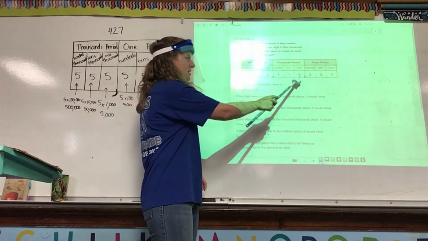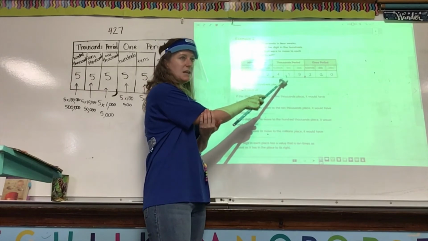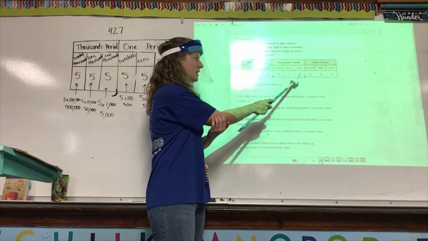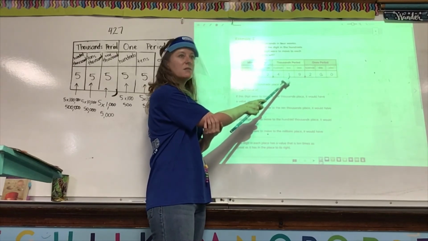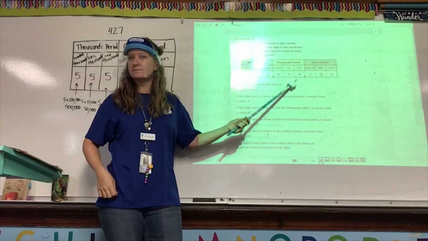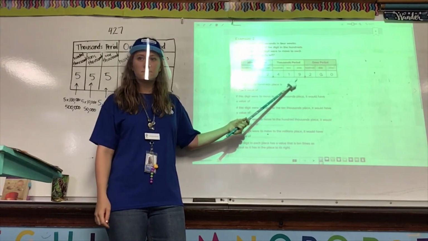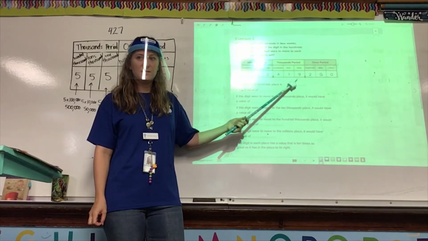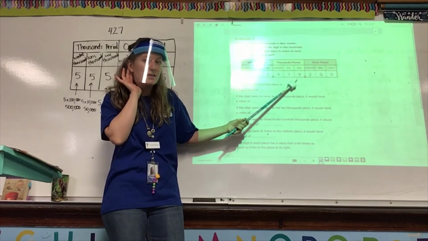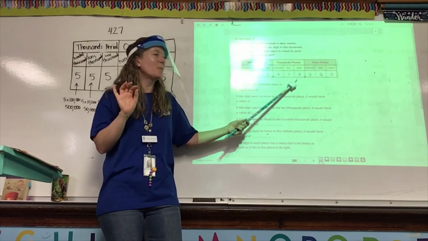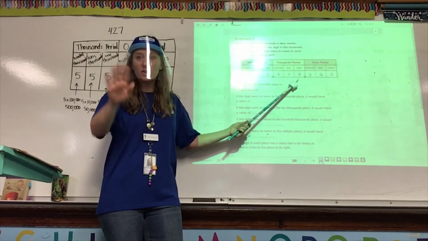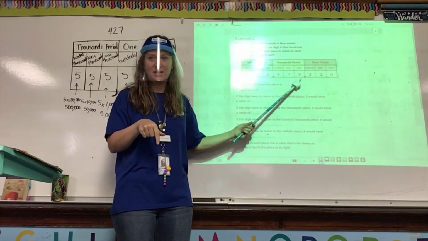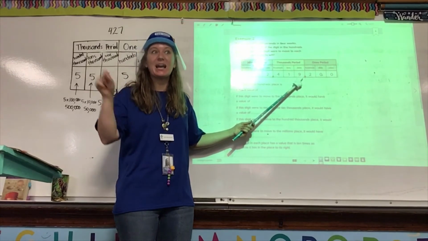What would happen to this digit if I moved it right here? How much greater would it be? If I moved it 1 place over to the left, how much greater would that digit be? Zari? 10 more. Huh? I'm sorry? 10 more. Not 10 more, but 10 times more. You're correct, but just make sure you get the wording correctly, because 10 more just means plus 10. 10 times more means times 10.